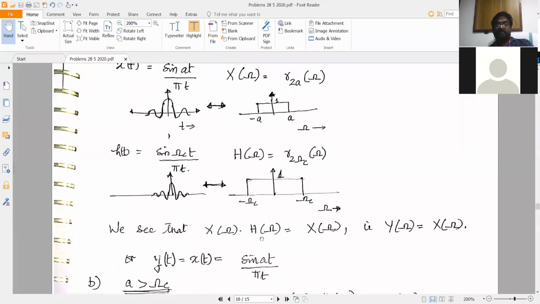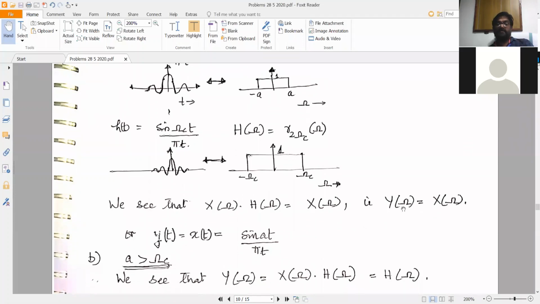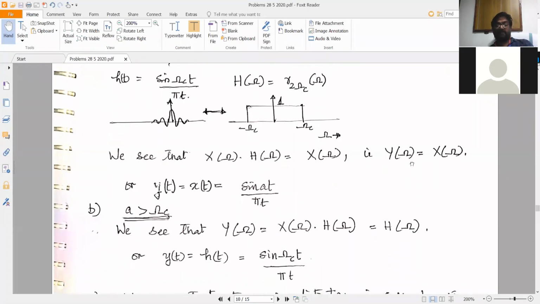So X of omega into H of omega is equal to X of omega, which means Y of omega is equal to X of omega, or y of t is equal to x of t is equal to sin(at)/(pi t). So y of t is equal to x of t is equal to sin(at)/(pi t). So there is absolutely no distortion. The signal is passed as such.